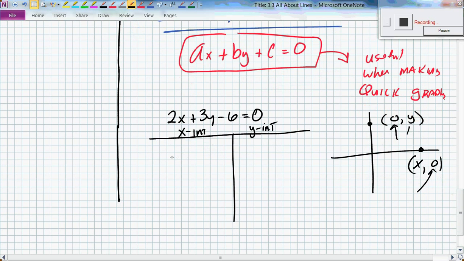Awesome. So now, if I want to make a quick sketch of that, it would look like this. I would go 1, 2, 3, comma 0, and 0, 1, 2, boom, connect it, and there is the graph of that line. How cool is that? Pretty fast. I can tell that the slope is negative, and I could also tell that the slope is negative 2/3. Wow, I could do all of that just from finding the intercepts.